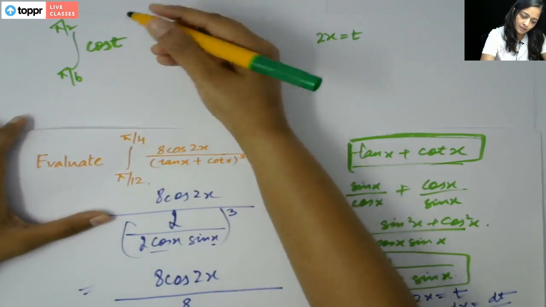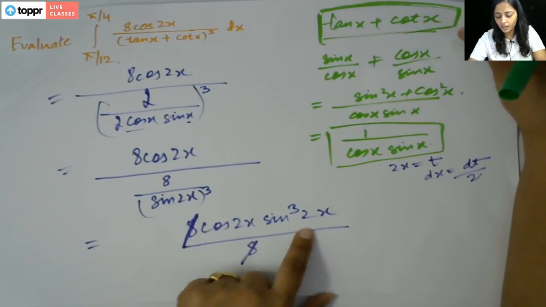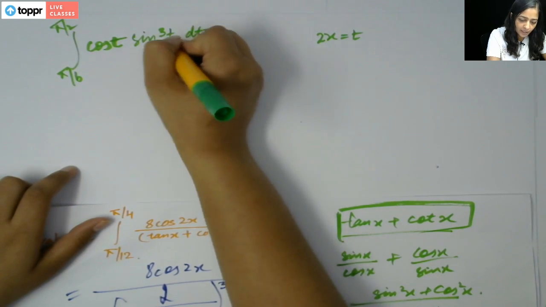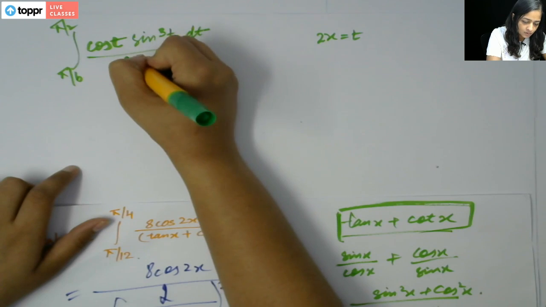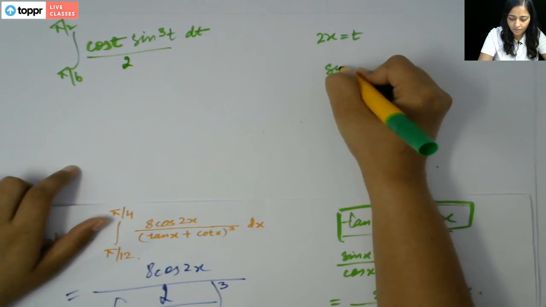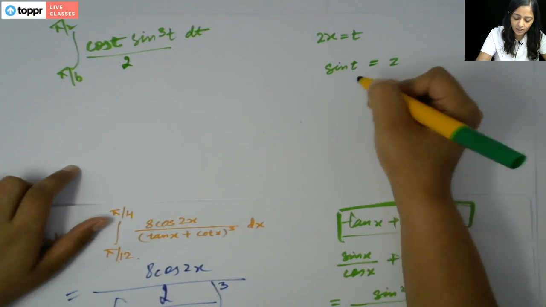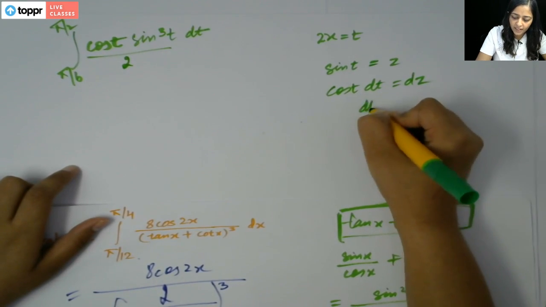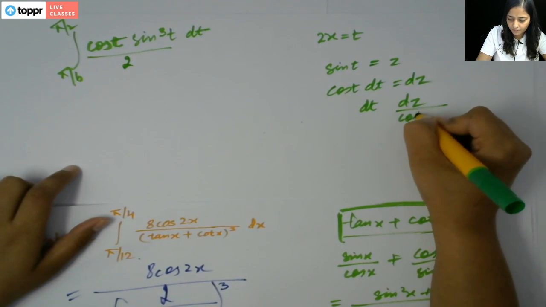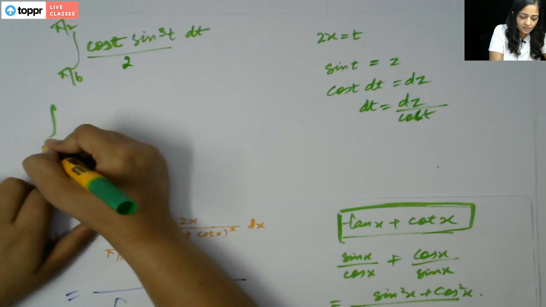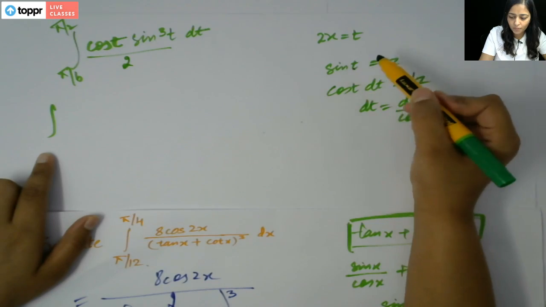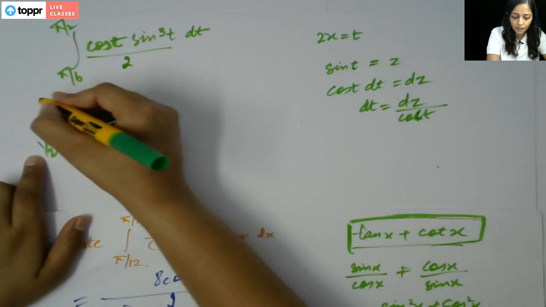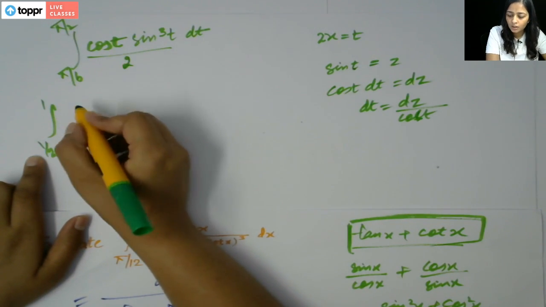So it would be cos t. So my function would be cos t and sin cube t dt by 2. So if I take sin t to be z here, I get cos t dt equal to dz, and my dt would be dz by cos t. So if I change it here, now t is from pi by 6, sin pi by 6 is 1 by 2 and sin pi by 2 is 1. So it's 1 by 2 to 1.